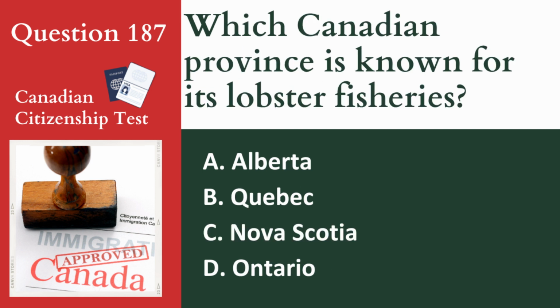Question 187. Which Canadian province is known for its lobster fisheries? A. Alberta. B. Quebec. C. Nova Scotia. D. Ontario.